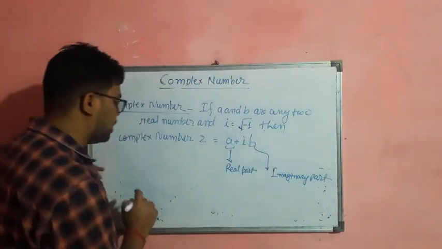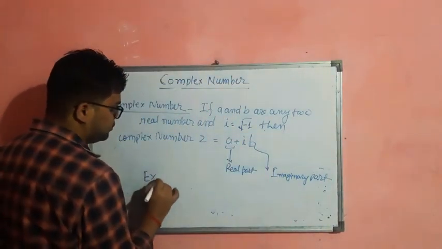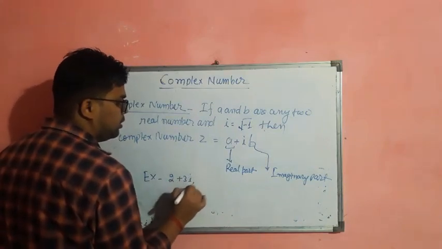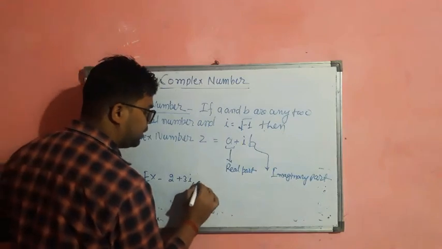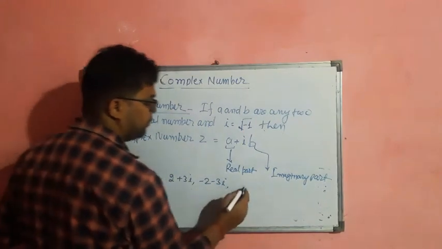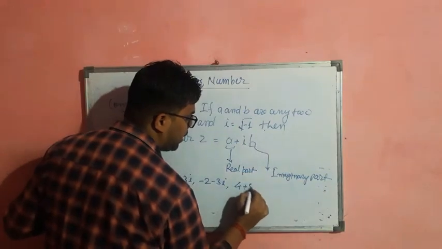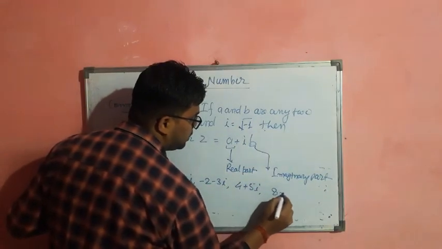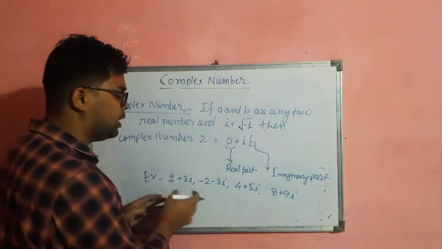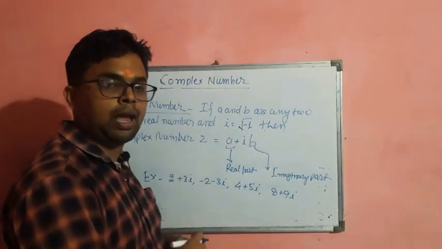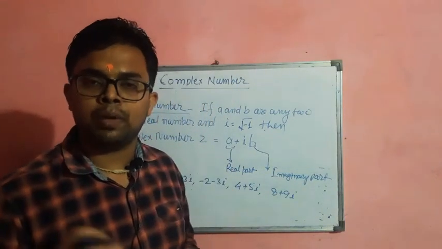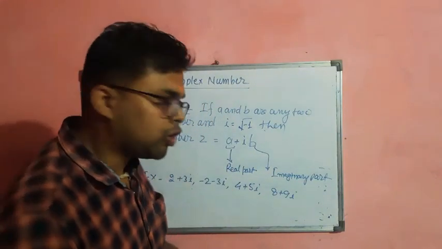Now I am taking examples of complex numbers, like 2 plus 3i. This is an example of a complex number. Minus 2 minus 3i is also an example. 4 plus 5i, 8 plus 9i. These are examples of complex numbers, because these numbers can be represented as a plus ib, where a is the real part and b is the imaginary part of the complex number.